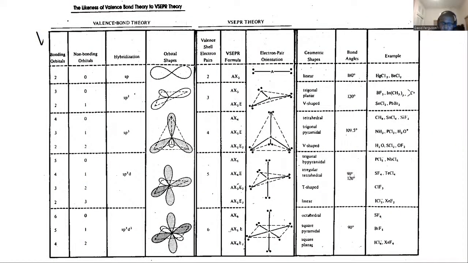So this is what I'm showing you here. Say we have four electron groups, but two are lone pairs, two are single bonds. Two are lone pairs, two are single bonds. This is an example of water, or sulfur dichloride.